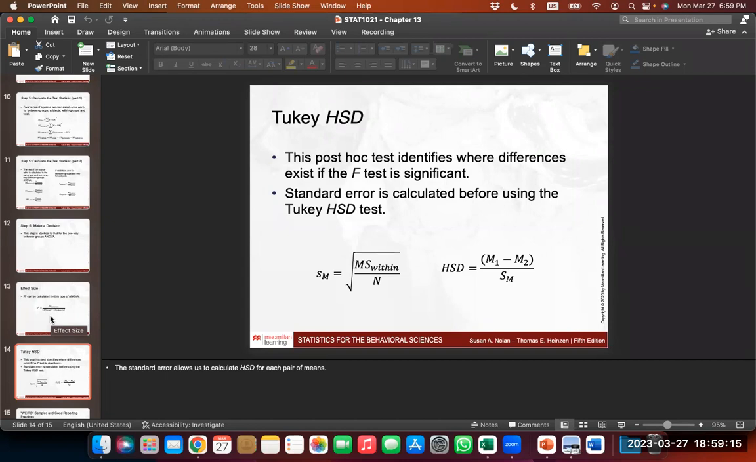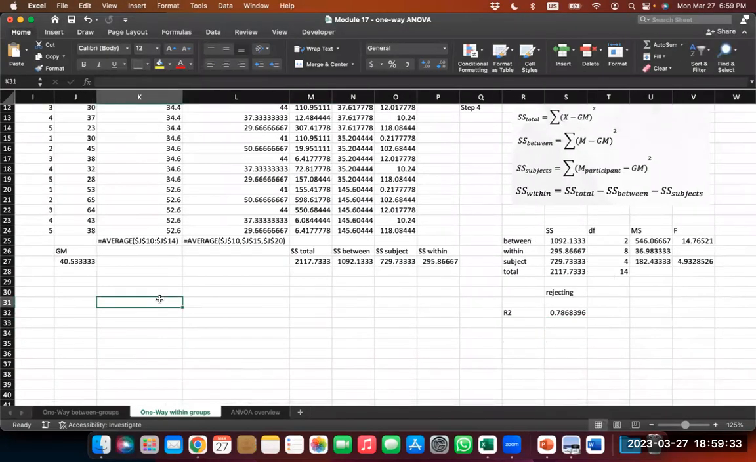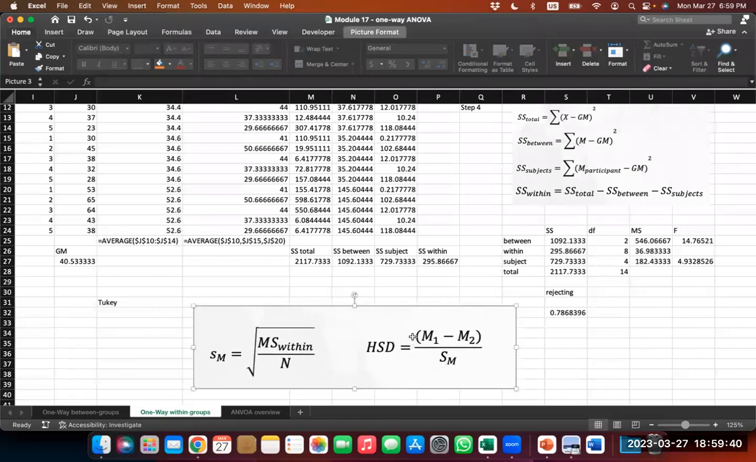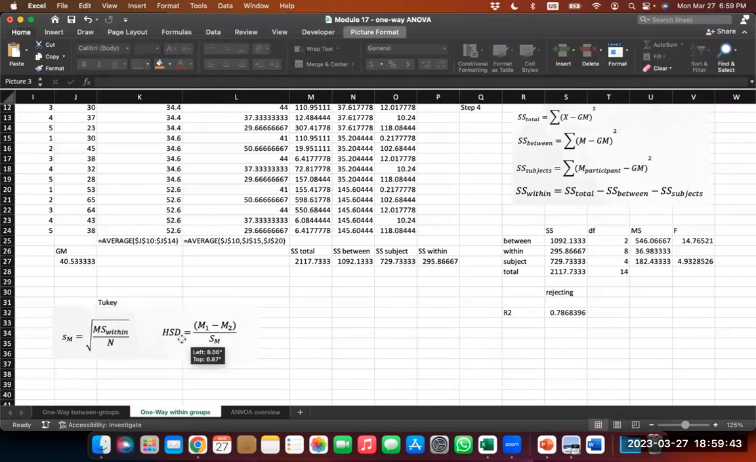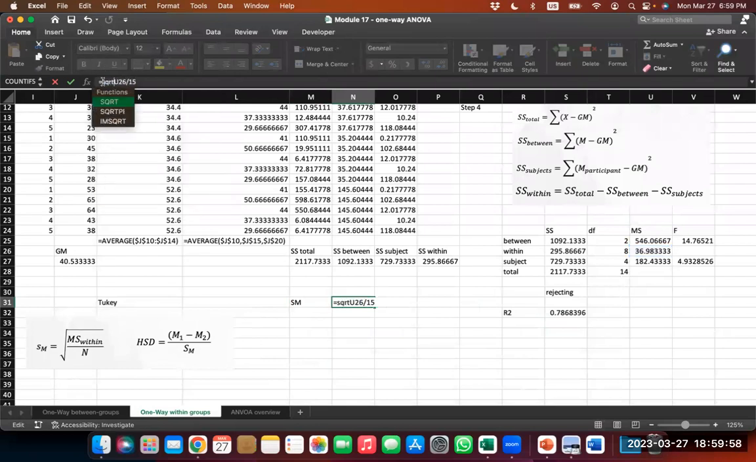So we know already how to do that. It's basically the mean of interest minus the mean of interest divided by the SM. So we know already which one is different. So that's kind of obvious. We can just do a quick Tukey. So when we're doing Tukey HSD, we're basically first calculating our SM. That's basically the variance within divided by our N, which is 15. The whole thing square rooted.